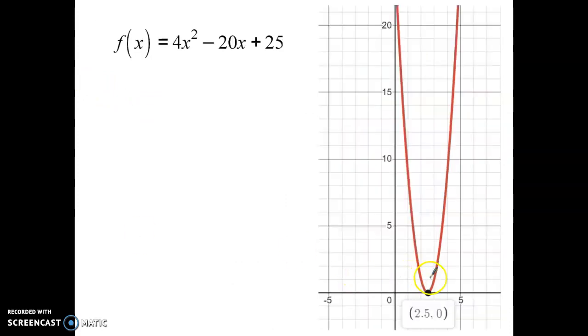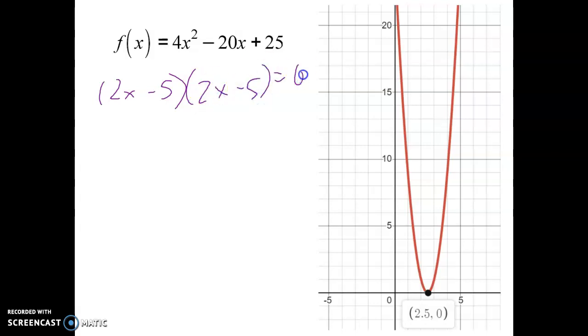But in this case, it's touching the x-axis and then it's just bouncing, like if you were jumping on a trampoline. It just turns around and bounces back up again. So that's what we call a double root. 2.5, which is a rational number, 2.5 is the solution twice. So if I solved this, this would actually work out to be a perfect square trinomial. It would factor to be 2x minus 5 and 2x minus 5.